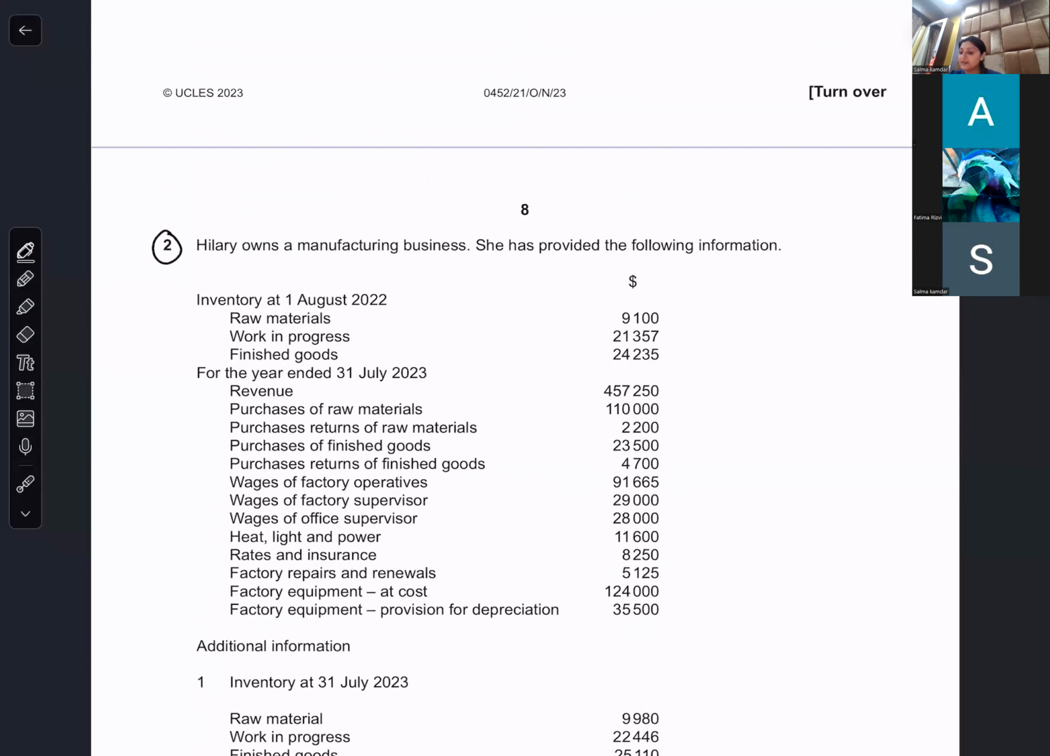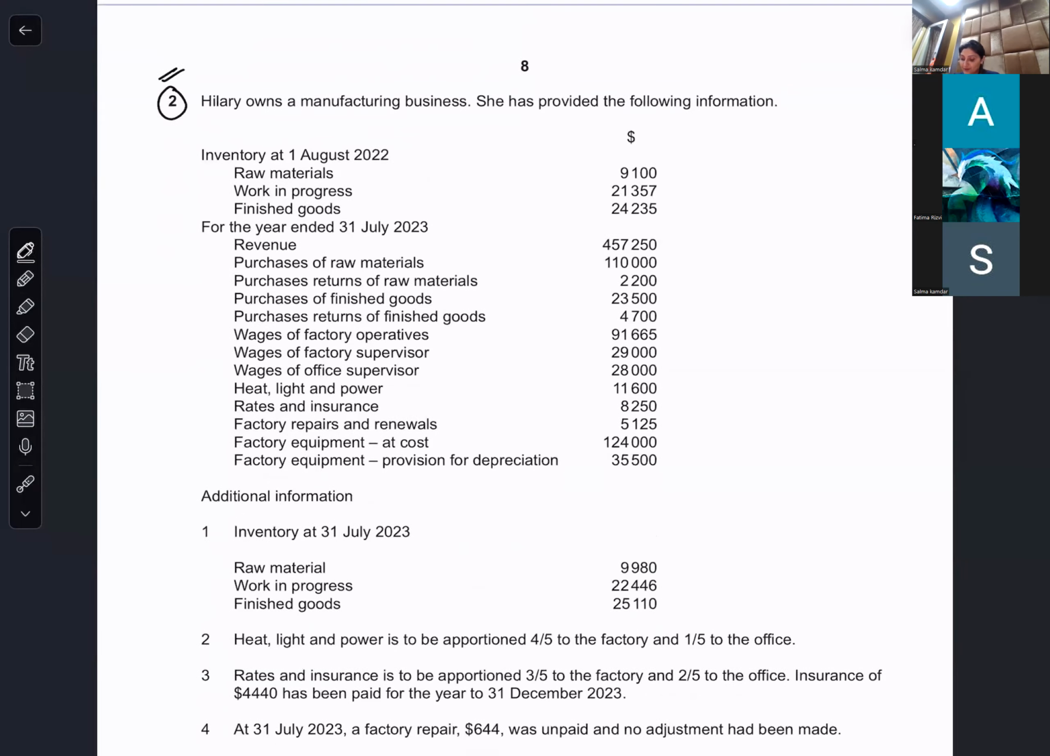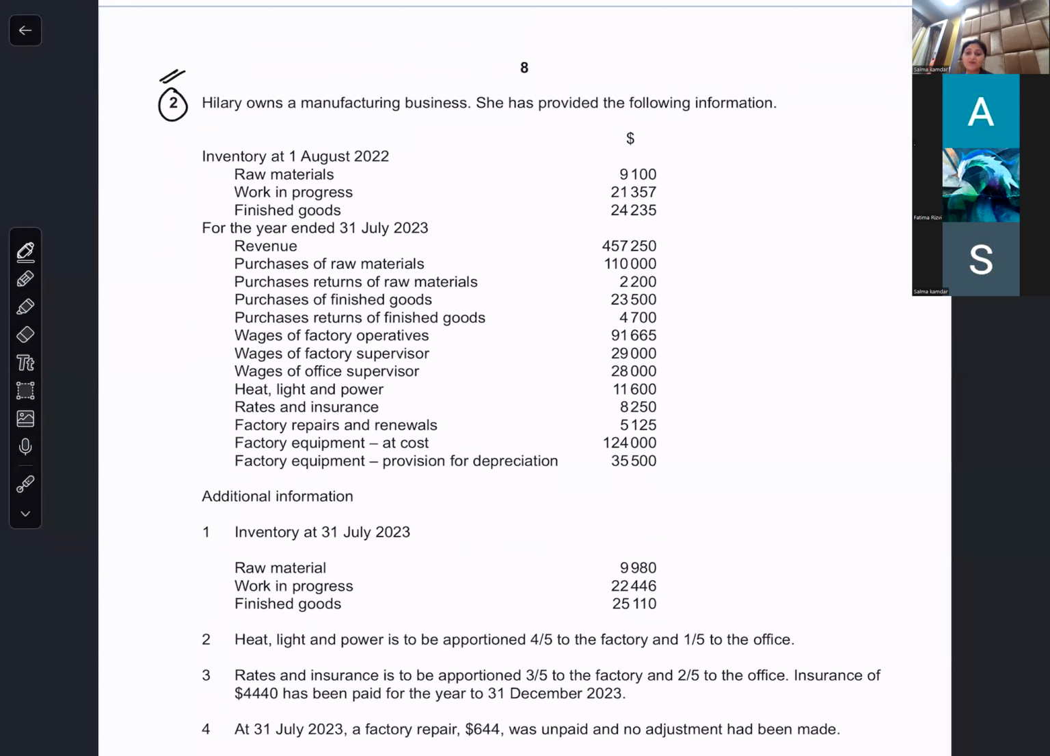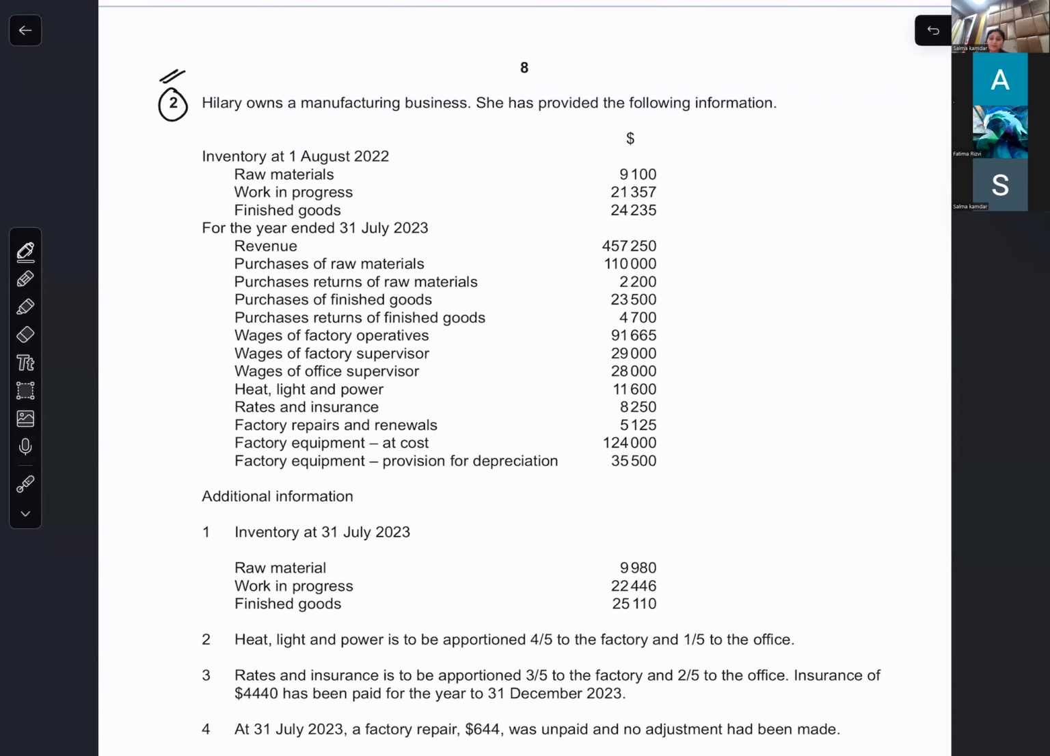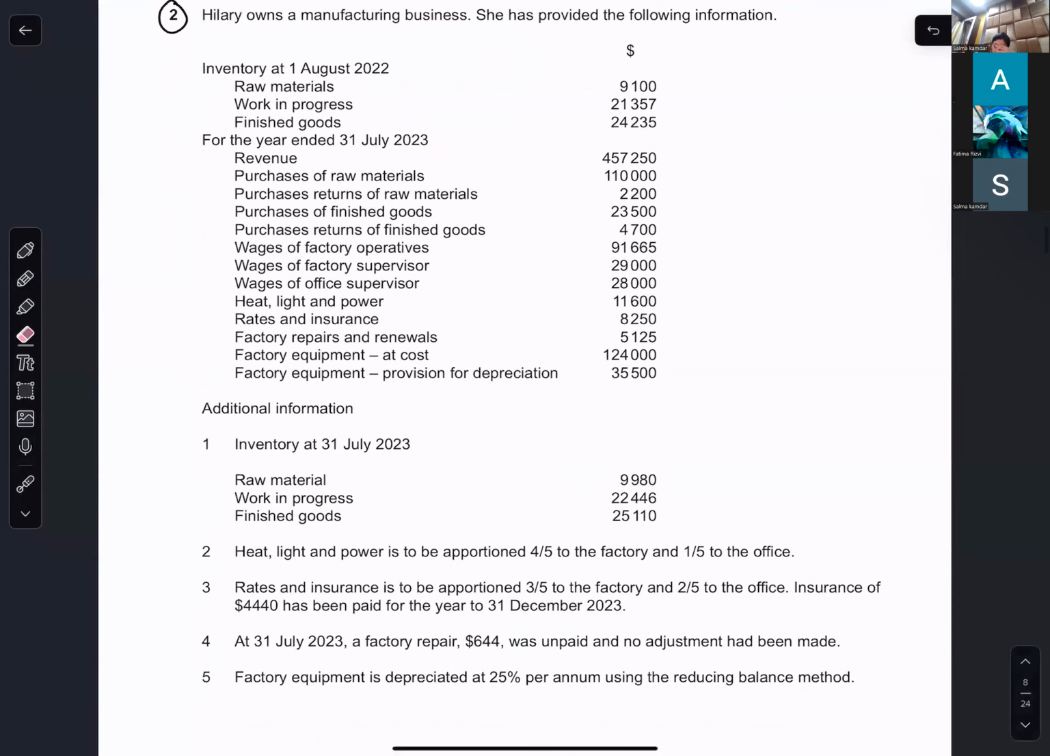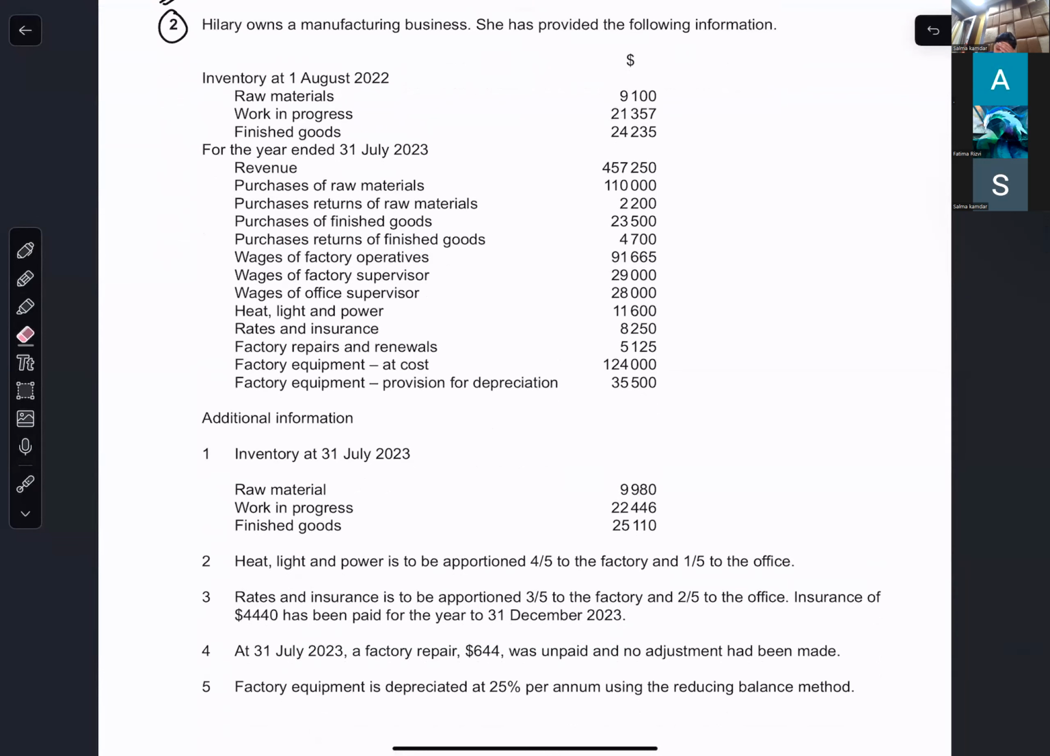We are doing October, November 2023, paper 21, question number 2. If you see properly, this is the sum of which account? Manufacturing. So whenever you get the sum, the first thing that you always have to do is the markings. So let's see. This is inventory on the 1st of August.